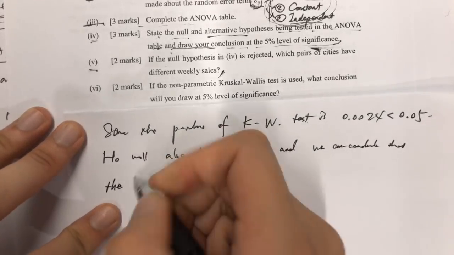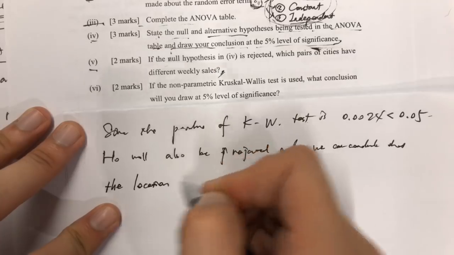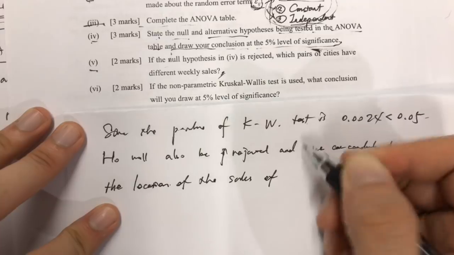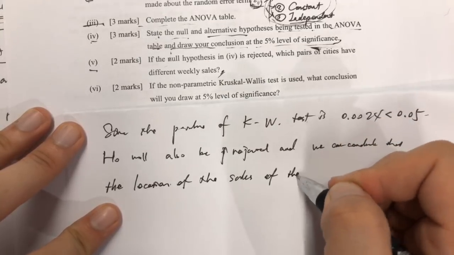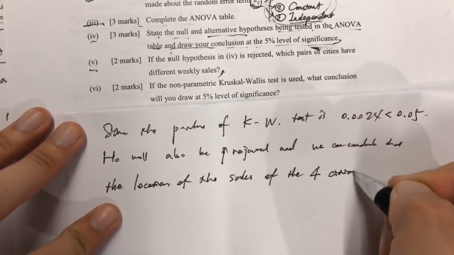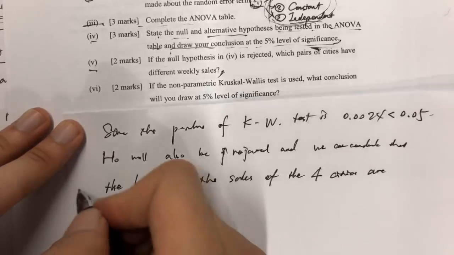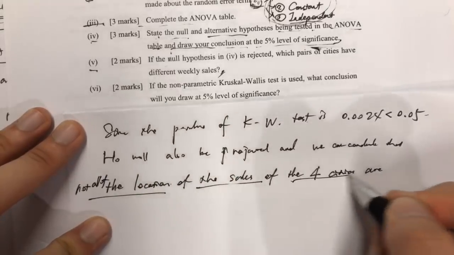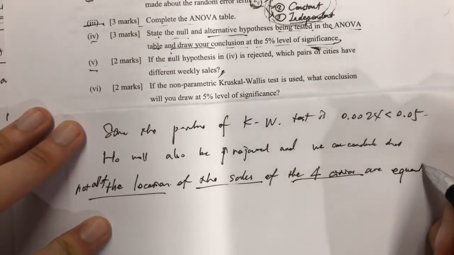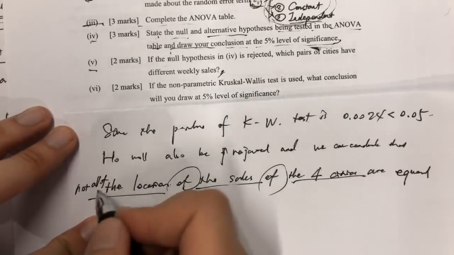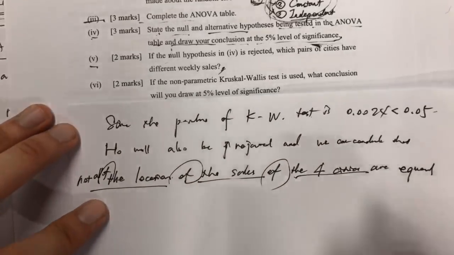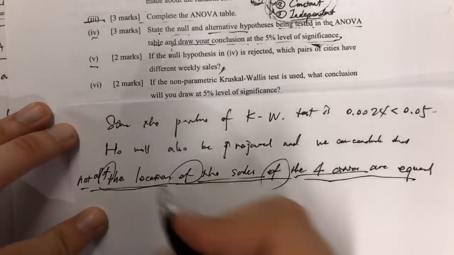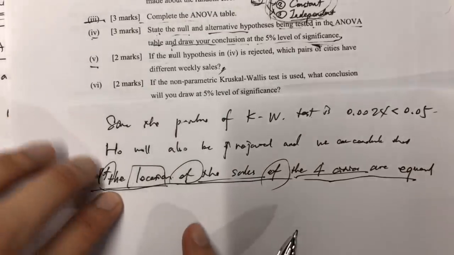The location of the sales of the 4 cities, okay, not all of the 4 locations of the sales of the 4 cities are equal, okay? All right, so many ofs, but hopefully you understand what I mean here, right? Not all of the location of the sales of the 4 cities are equal. Location means central location, right?